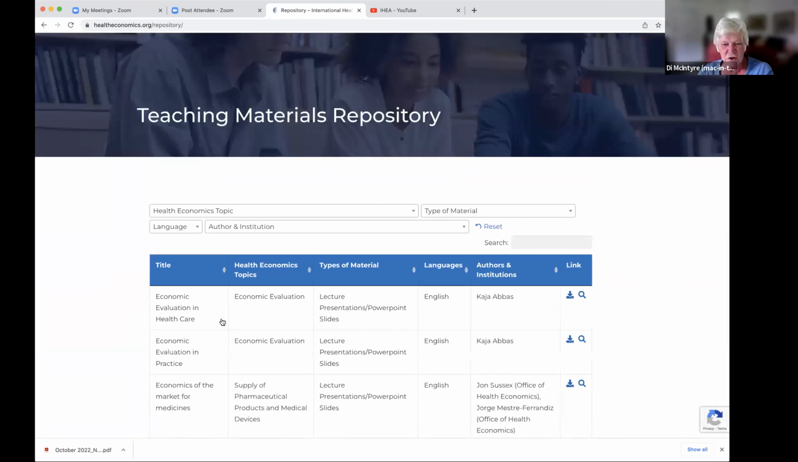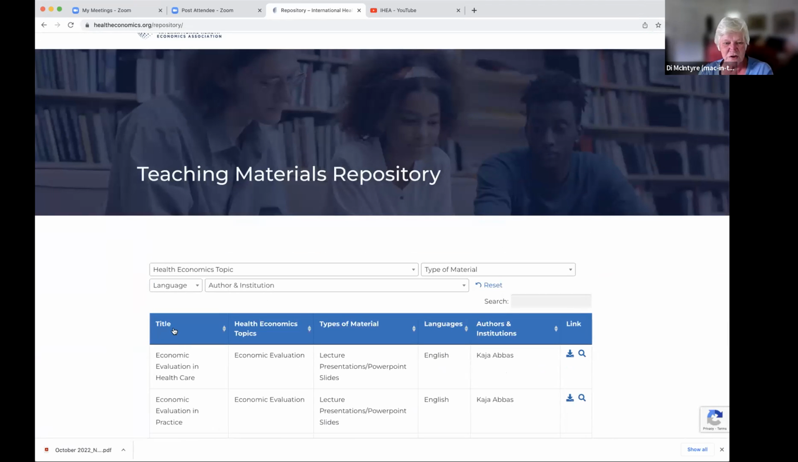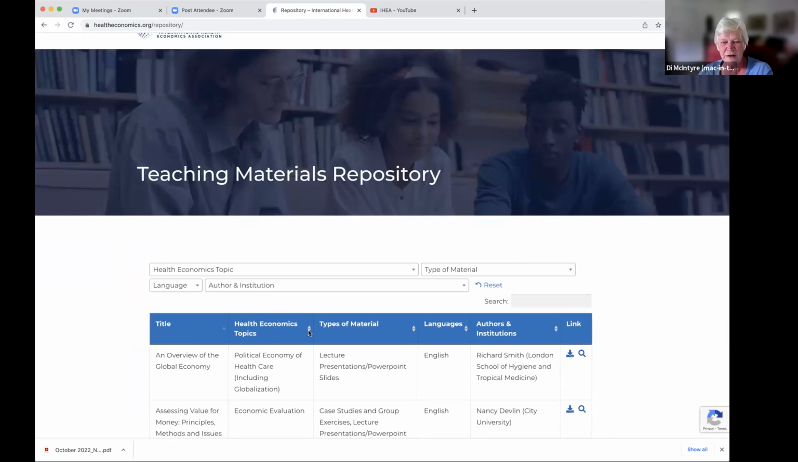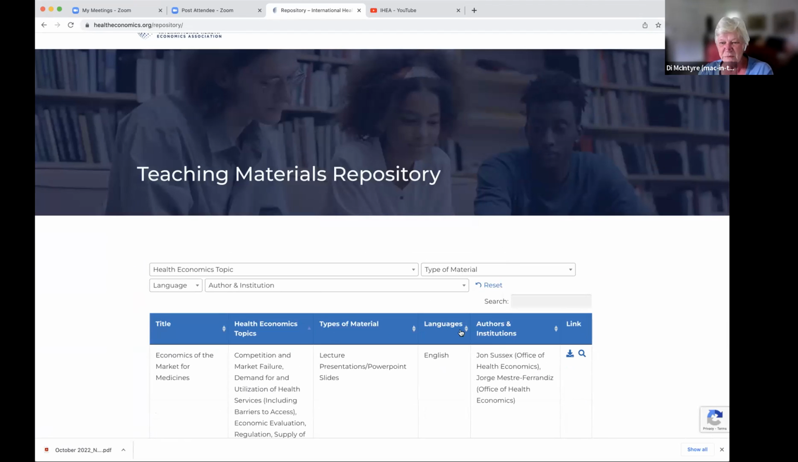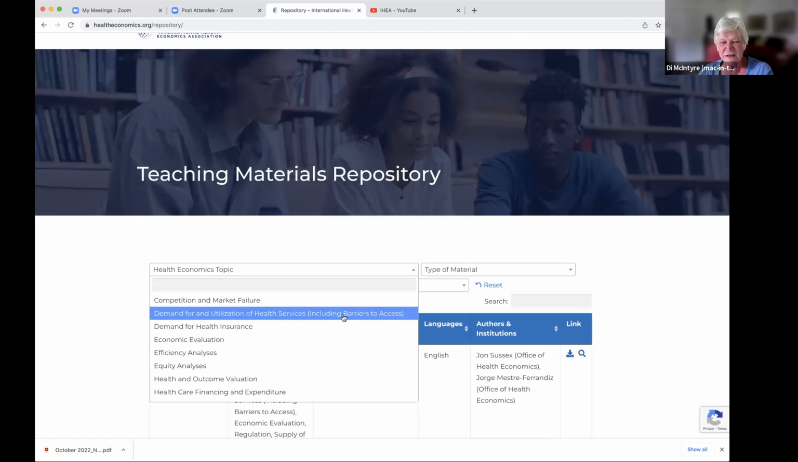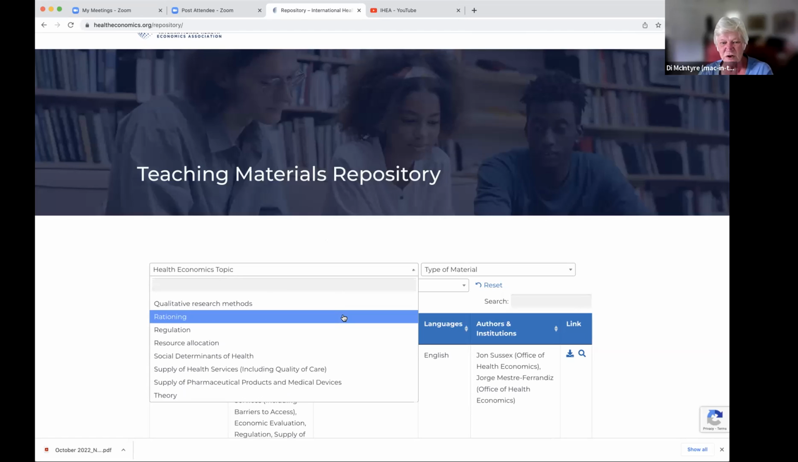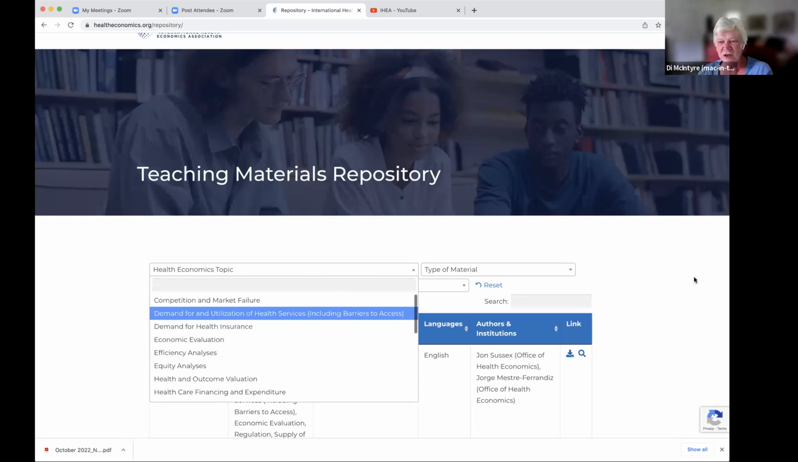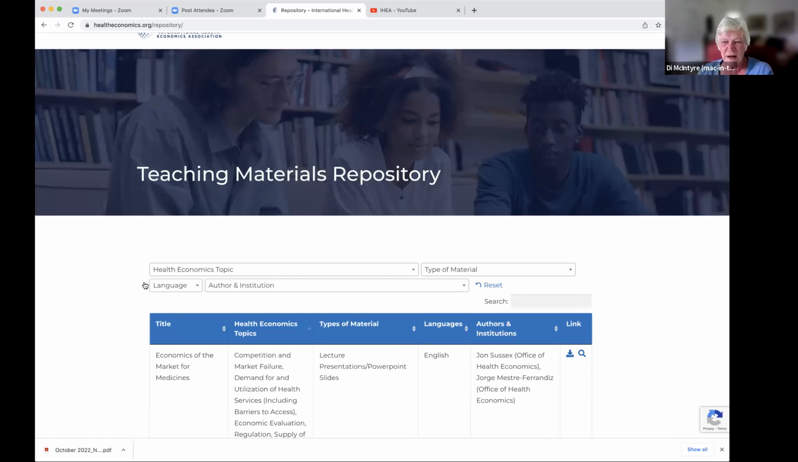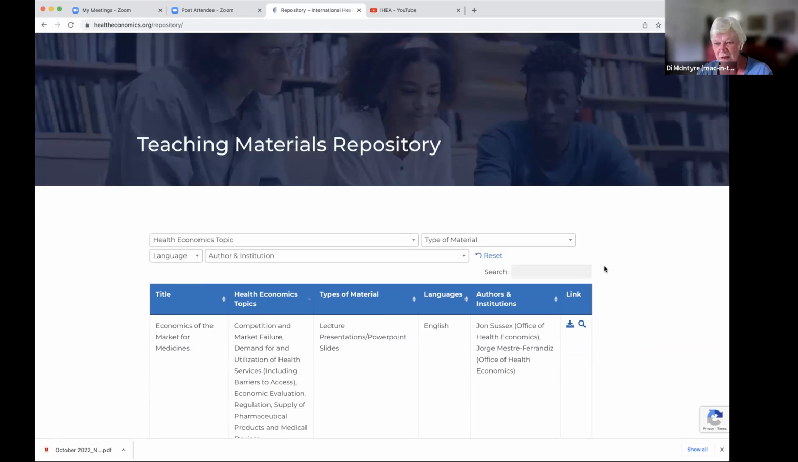And you can search through, you can order in terms of the title or the health economics topic, the type of material, etc. But you can also search. You'll find a list of all the topics that there are teaching materials on here, and you can search by that. You can search by language. We do have a few French and Spanish materials there, but most of them are English at the moment. We'd like to expand that into other languages.